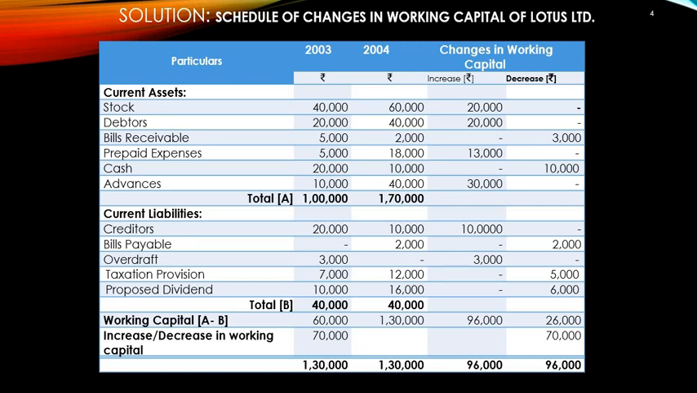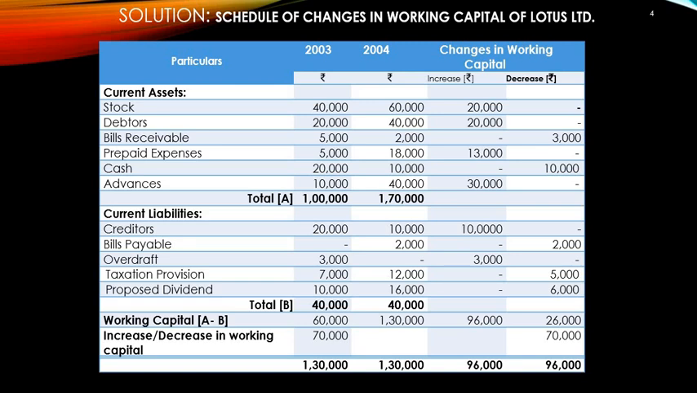In bills receivable, in the year 2003 it is 5,000 and in 2004 it is 2,000. We just compare to the previous one. In the previous year we have 5,000, in the current year it decreased to 2,000. That means there is a decrease of rupees 3,000. Then prepaid expenses 13,000 increased, cash 10,000 decreased, and advances 30,000 increased. So total A for the year 2003 will be 1 lakh, and for the year 2004 it will be 1,70,000.